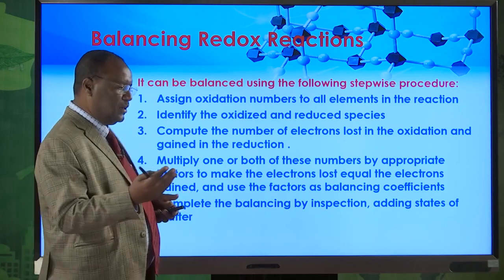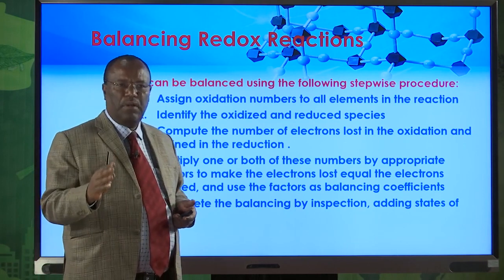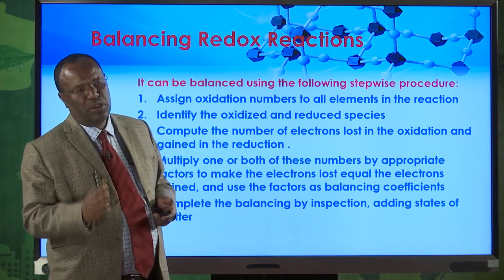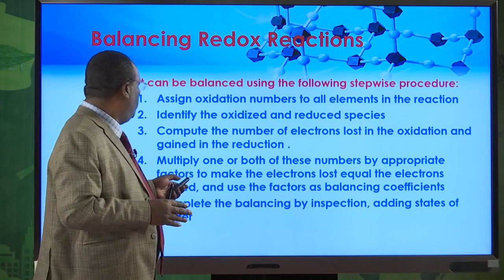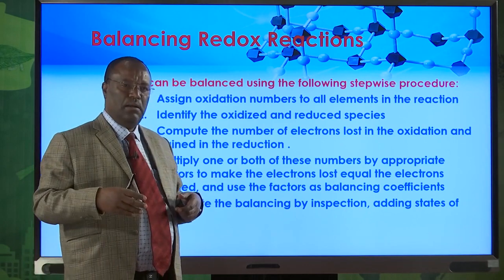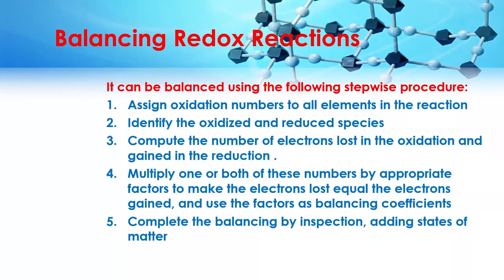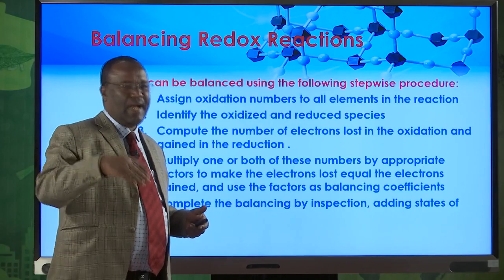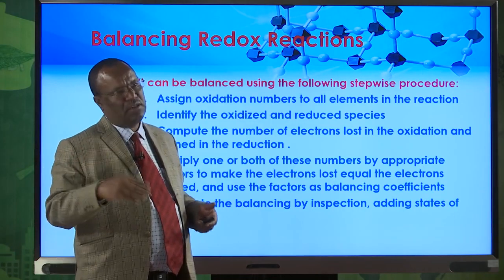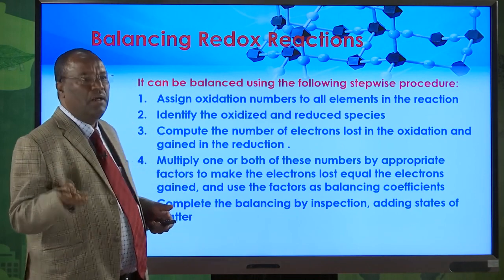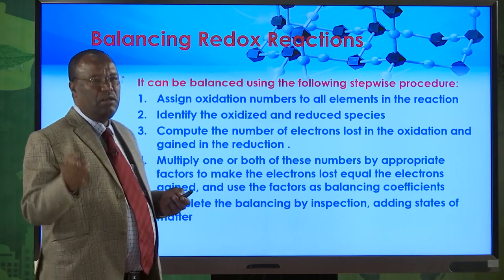The last step to balance a chemical equation using this method is to complete the balancing by inspection, adding states of matter. States of matter should not be ignored, as the products and reactants may be solid, liquid, or gas. You have to identify whether they are solids, liquids, or gases.